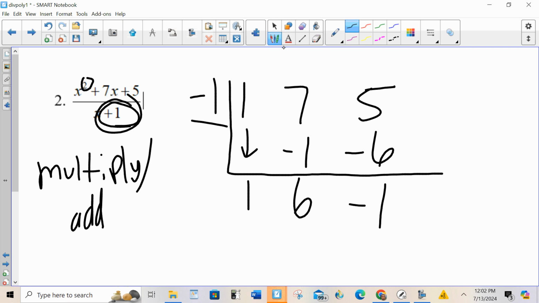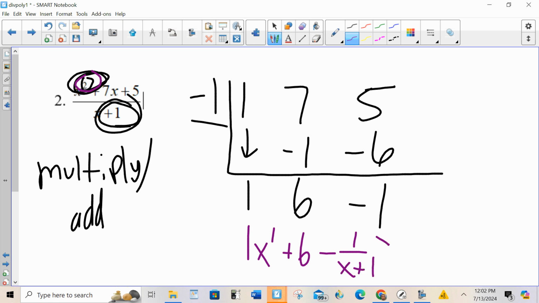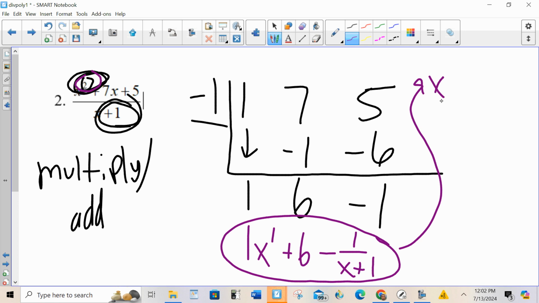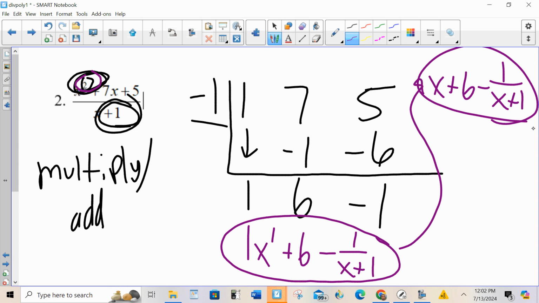I take my original highest exponent and I decrease it by 1. So if this was x to the second, then this is going to be x to the first. Then it decreases by 1. Then my constant. And this is my remainder. And just like long division, my remainder goes over my divisor. That's your answer. You might want to rewrite it as x plus 6 minus 1 over x plus 1. Either way is fine.